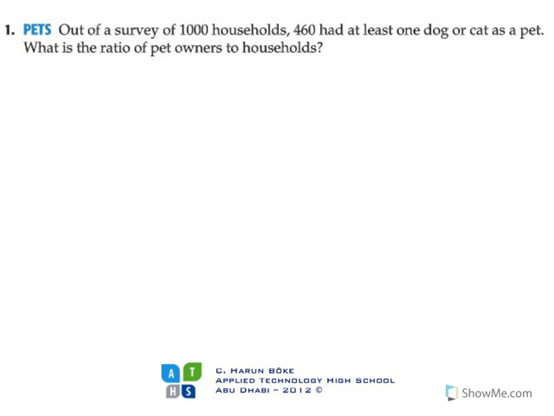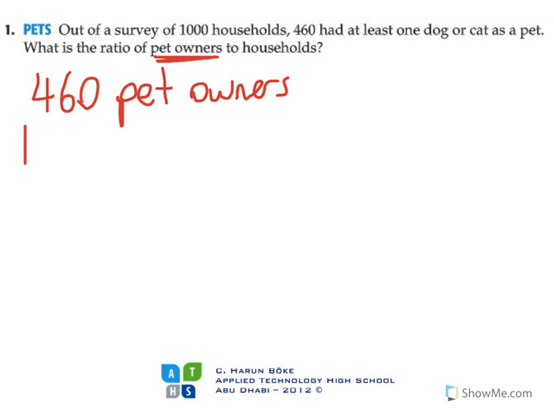In this problem it says, out of a survey of 1,000 households, 460 had at least one dog or cat as a pet. What is the ratio of pet owners to households? Well, pet owners mean people who have a dog or cat or, in general, a pet. So we have 460 pet owners and we have 1,000 households.